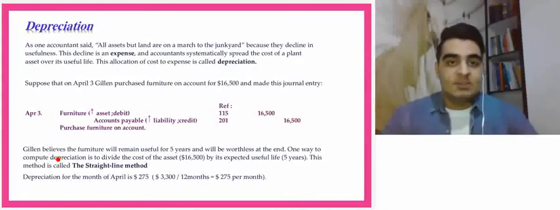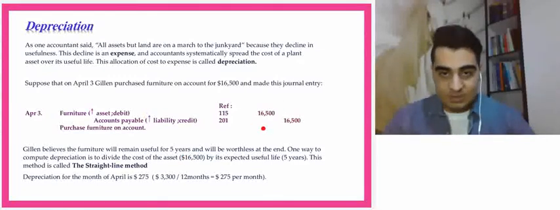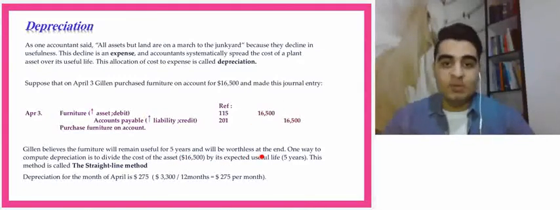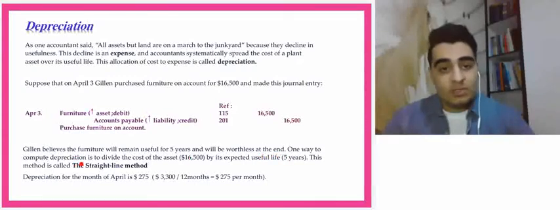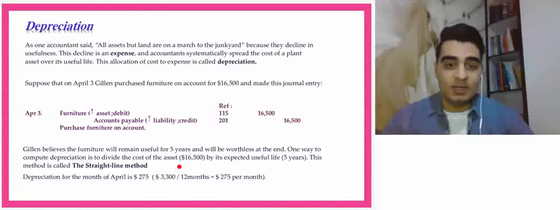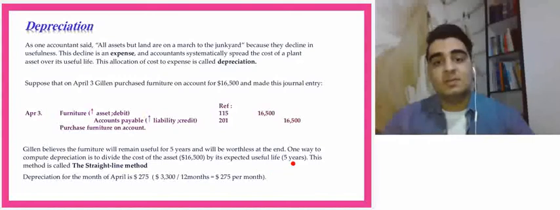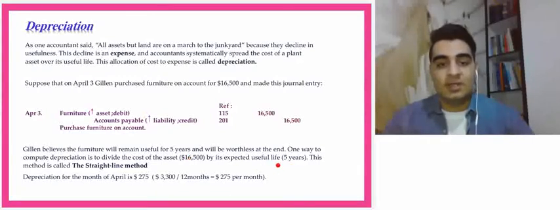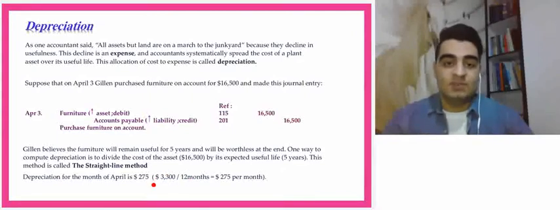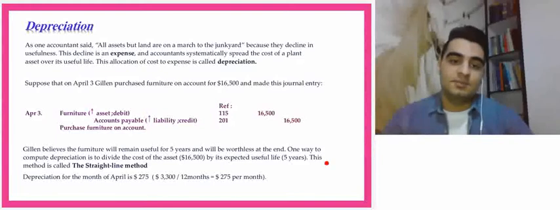And then let's calculate the depreciation. Gillen believes the furniture will remain useful for 5 years, so we have to divide this amount over 5 years, and it will be worthless at the end. One way to compute depreciation is to divide the cost of the asset, which is $16,500, by its expected useful life of 5 years. If we divide this amount by 5 years, it will be $3,300, which means for every year, we have to calculate $3,300 worth of depreciation.